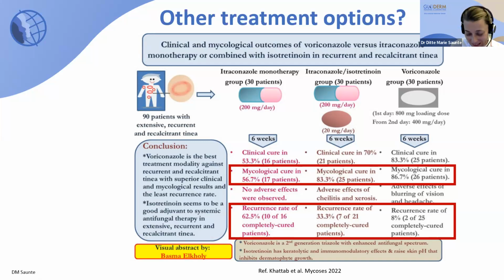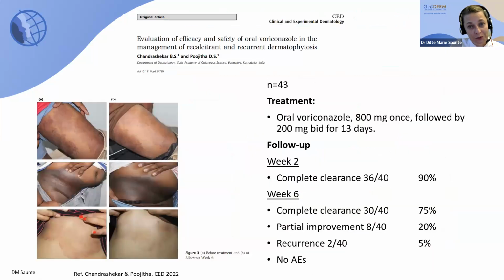And why don't we only use voriconazole alone? Because it is expensive, and there are also some side effects. But nevertheless, it's an option, and that option has been looked into. These authors, also from India, Kandraskar and colleagues, used voriconazole 800 milligrams once daily, followed by 200 milligrams twice daily for 14 days, and they observed a complete clearance in 90% of these patients.